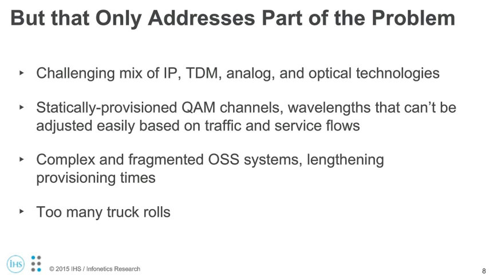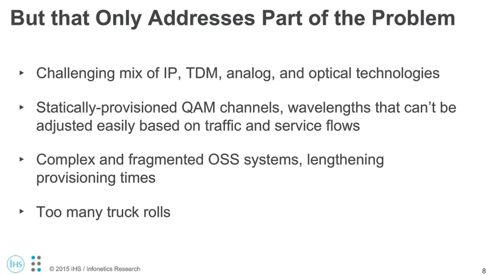Really because, like telcos, cable operators have similar network issues to overcome. We note here that cable operators do have a challenging mix of IP, TDM, analog, and optical technologies across their access, edge, and core networks. In addition, with their heritage in broadcast TV, most cable operators still use statically provisioned QAM channels and wavelengths that really can't be adjusted based on the type of rapid traffic and service flow changes that they continue to see increasing in their networks today and tomorrow.